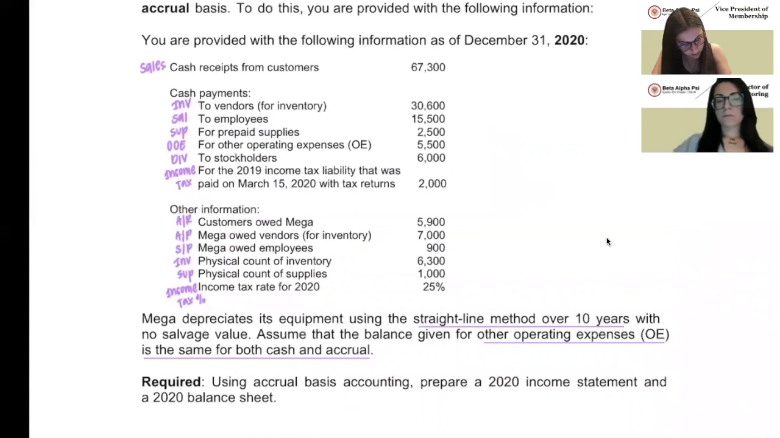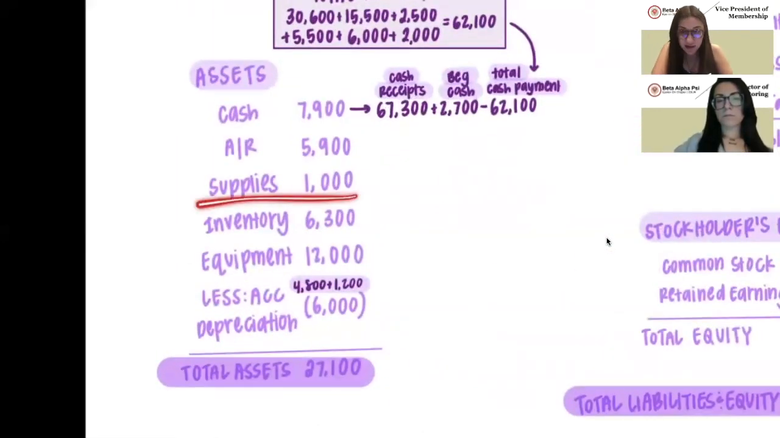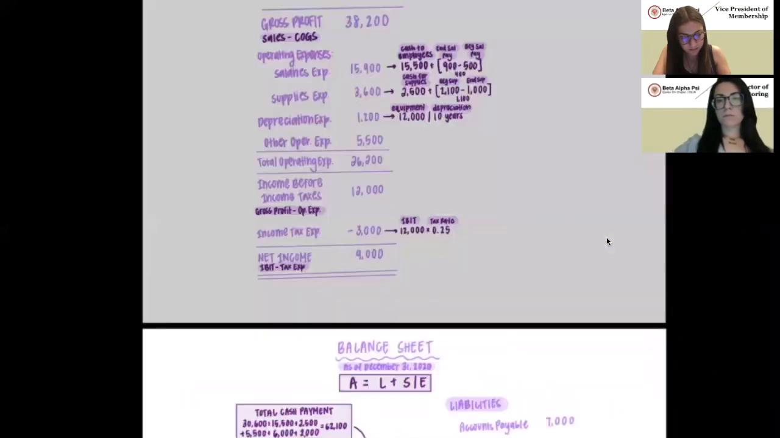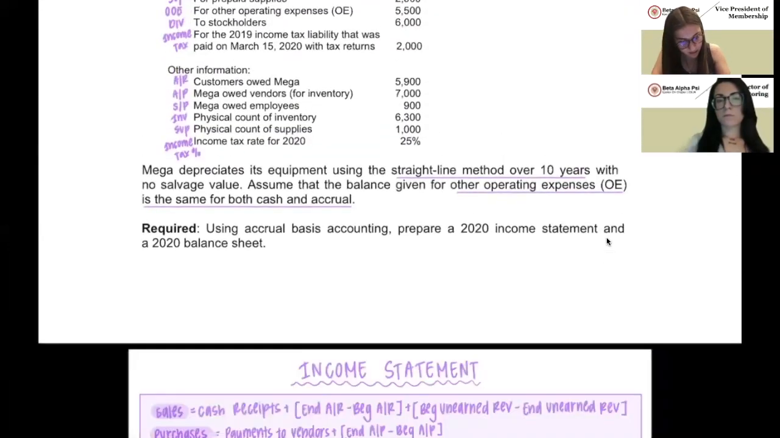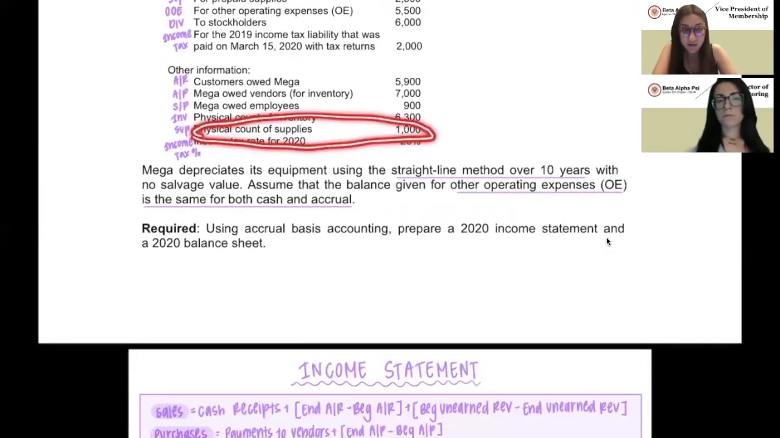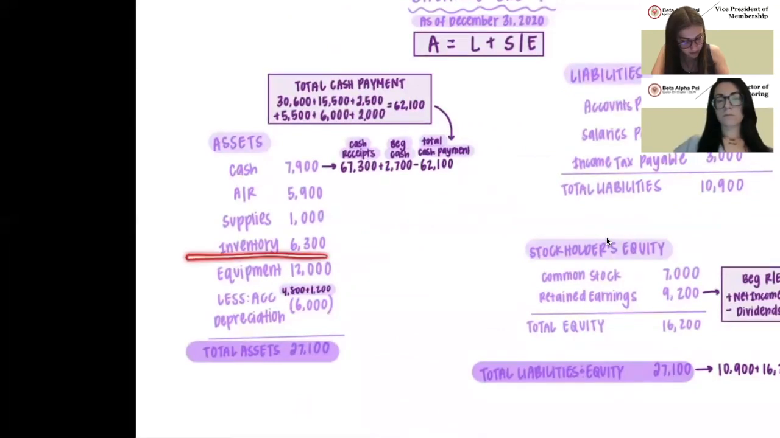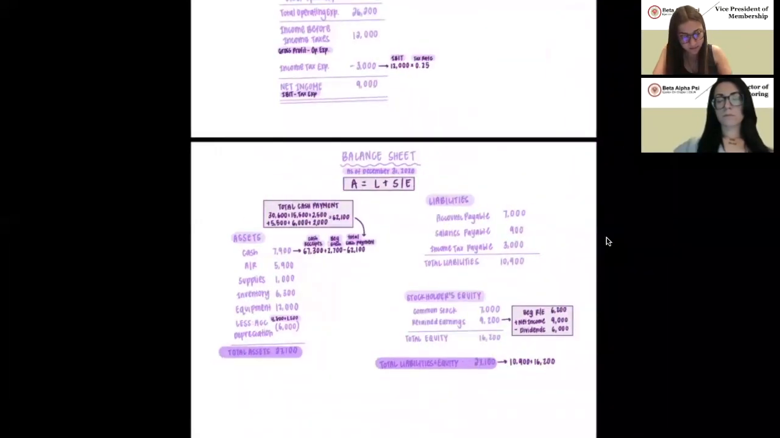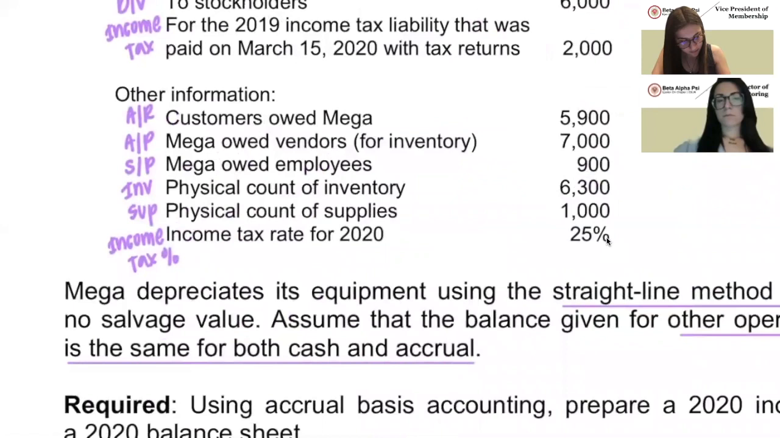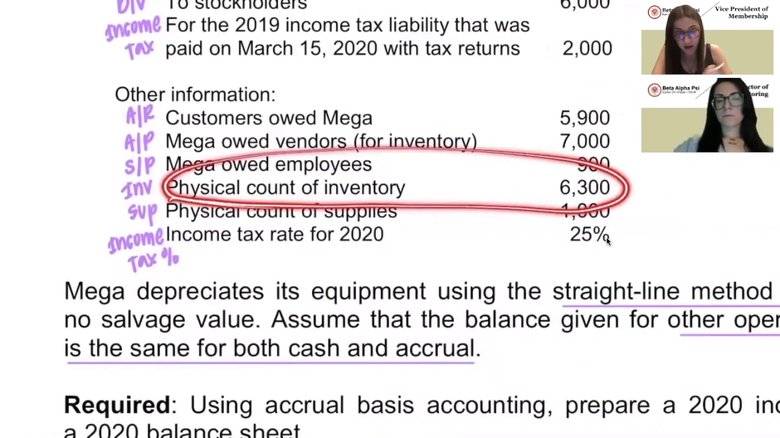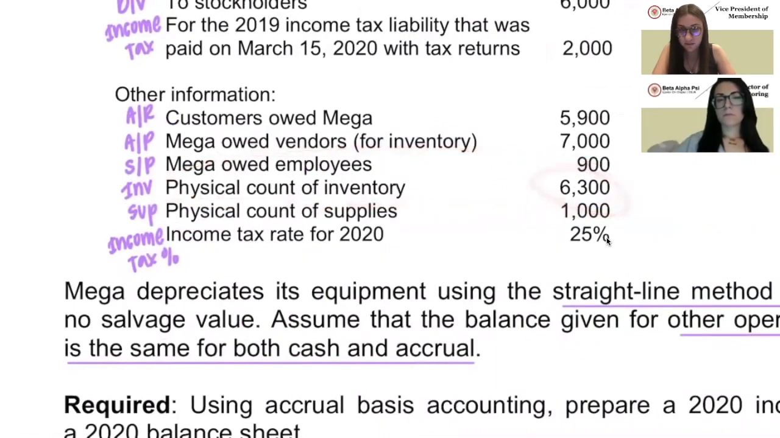Our ending AR, they tell us, is what customers owe to Mega at the end of the year, 5,900. Our ending supplies, they tell us, is our physical count of supplies at the end of the year, $1,000. Our ending inventory, they tell us, is the physical count of inventory at the end of the year, 6,300.